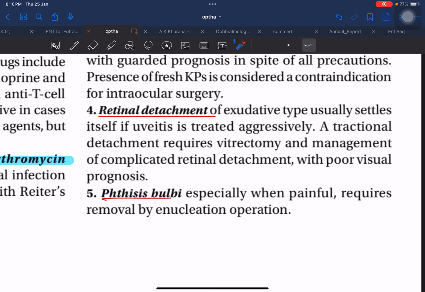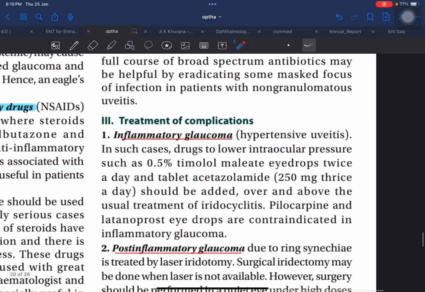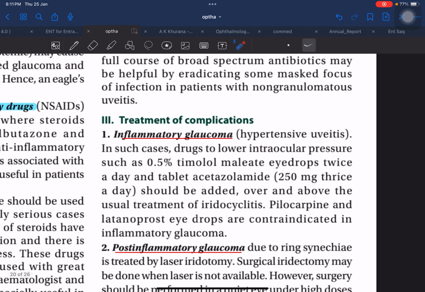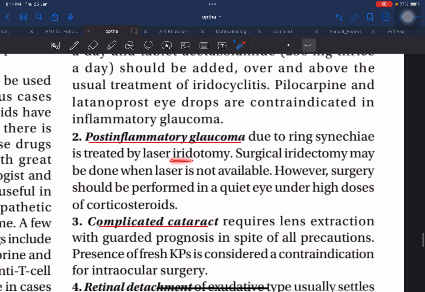So we mentioned inflammatory glaucoma. What we can give is timolol and acetazolamide. Pilocarpine and latanoprost drops are contraindicated. Similarly, in post-inflammatory glaucoma, what we can do is iridotomy. Laser iridotomy, or surgical iridotomy may be required if laser is not available.